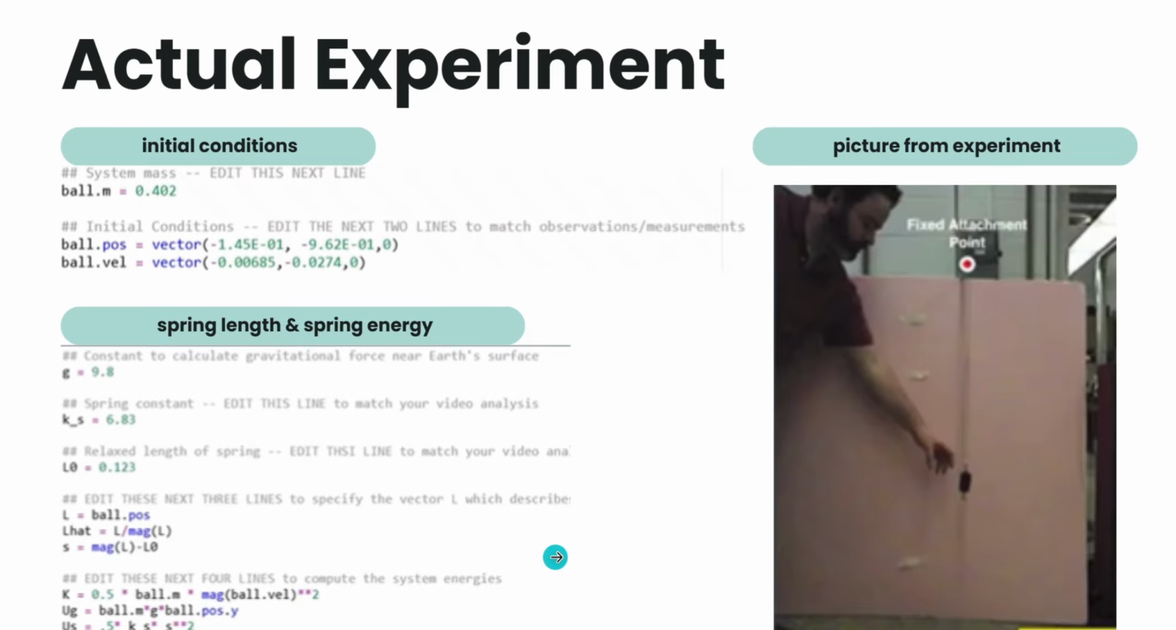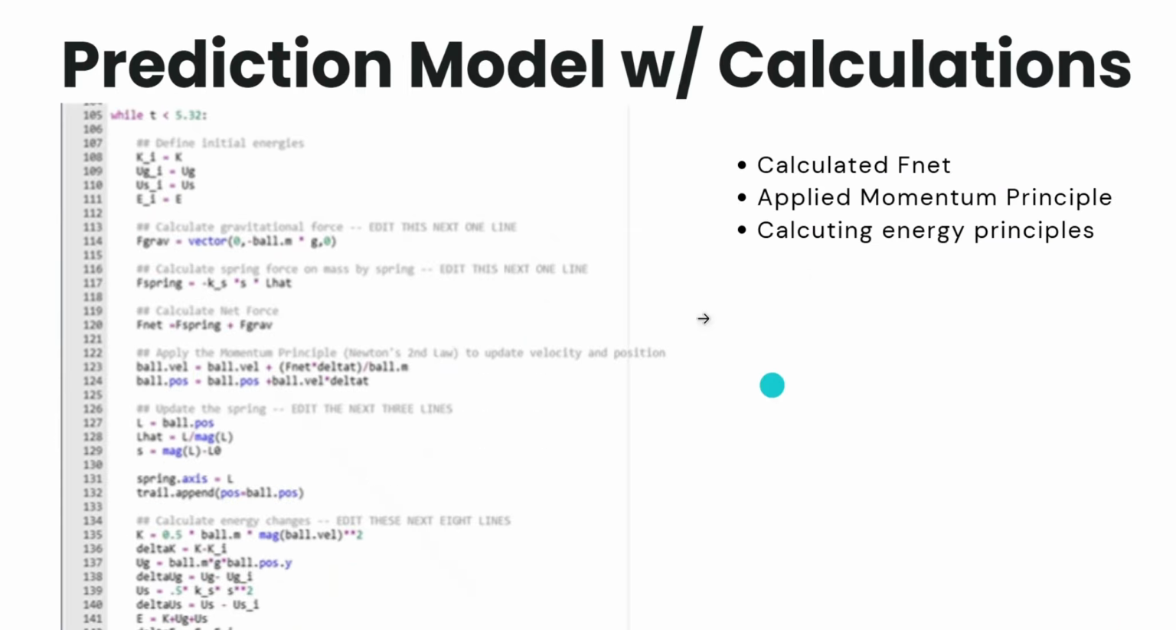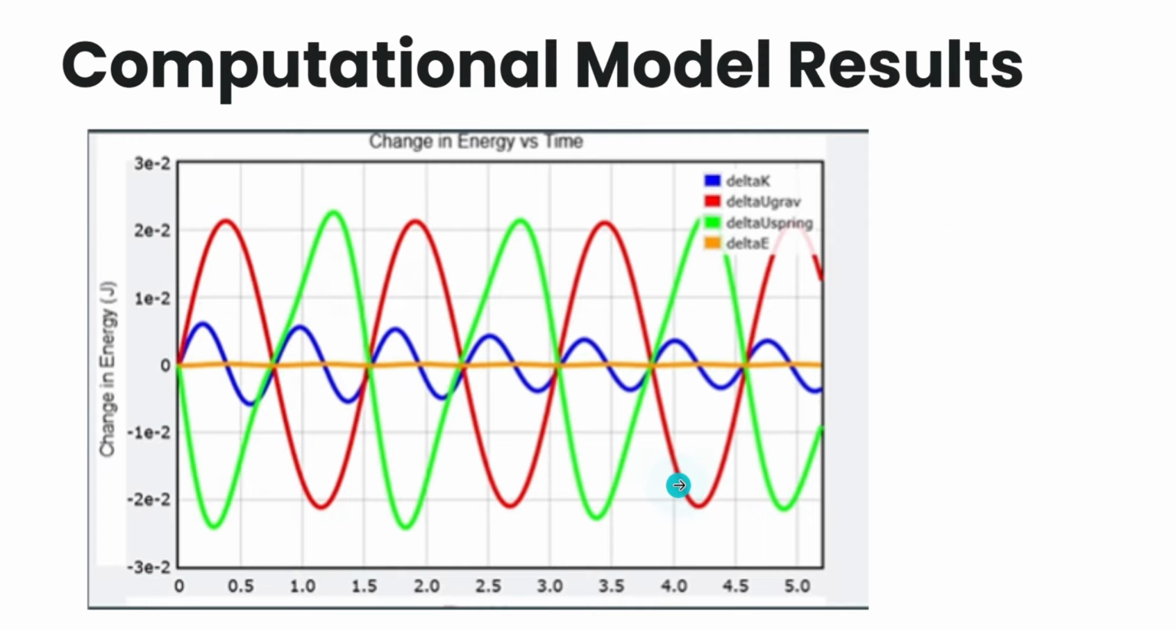The gravitational potential energy, spring potential energy, and the kinetic energy were all inputted according to the equations that we explained previously. And then we have a picture from the actual experiment where we are using Tracker to be able to track the position at different time intervals. The prediction model with the calculations can be found here. So we calculated the net force, then we applied the momentum principle, and then we calculated the energy principle. So here we can see delta K, gravitational potential energy, the change in gravitational potential energy, spring potential energy, the change in spring potential energy, and the kinetic energy.